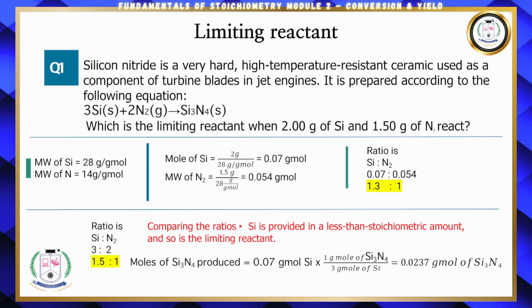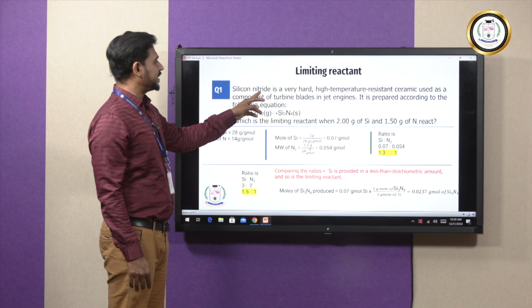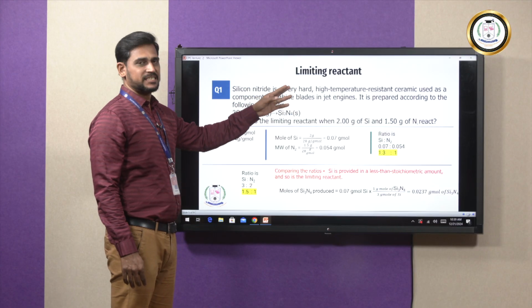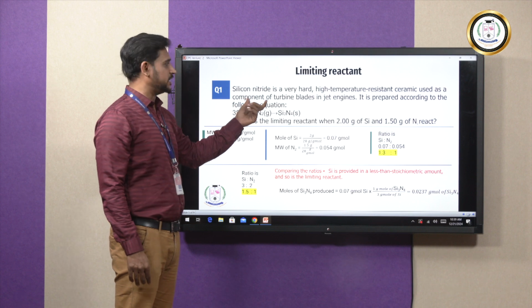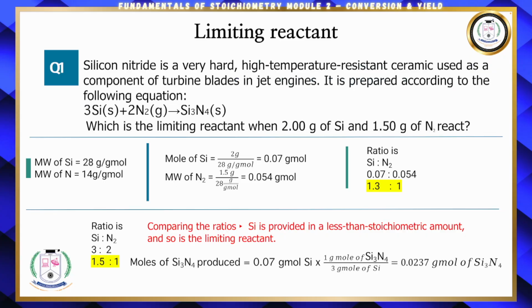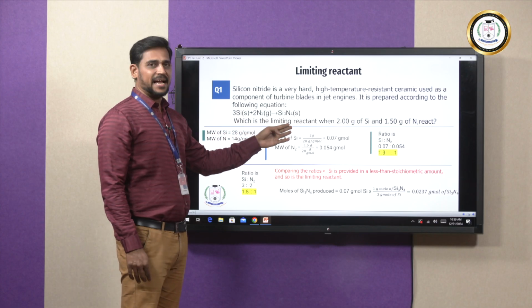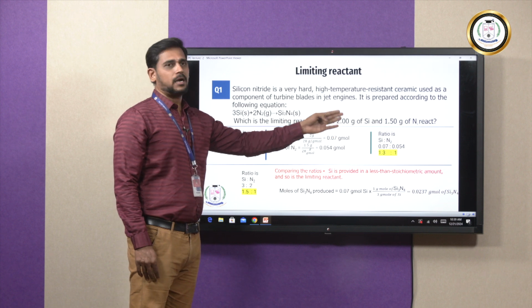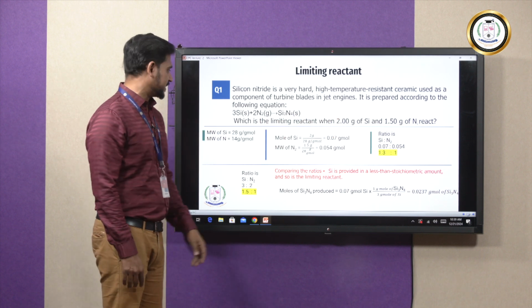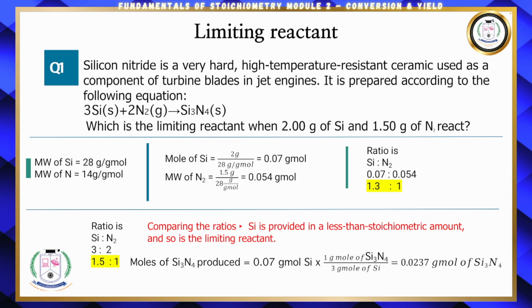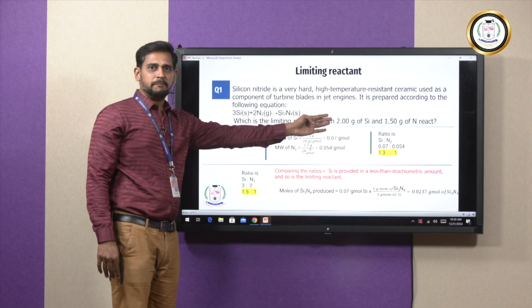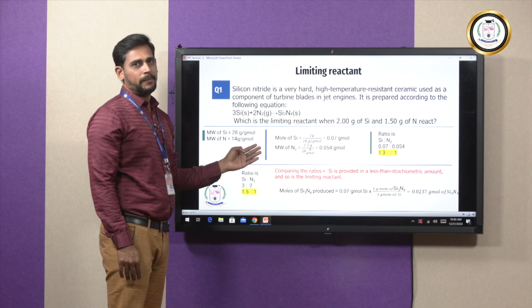So in this problem, we want to determine the limiting reactant. Take an example. Silicon nitride is a very hard, high temperature resistant ceramic used for turbine generators. It is prepared according to the following equation: 3 Si plus 2 N2 gives Si3N4. From this, which is the limiting reactant when 2 grams of silicon and 1.5 grams of nitrogen react? We have molecular weight of silicon 28 and molecular weight of nitrogen N is 14 grams per gram mole. They are given on a mass basis, so we want to convert into mole basis.